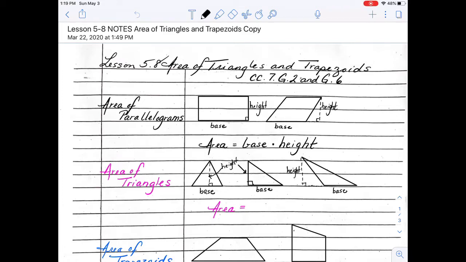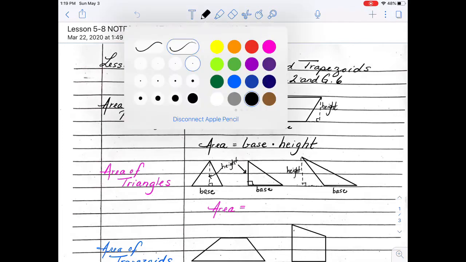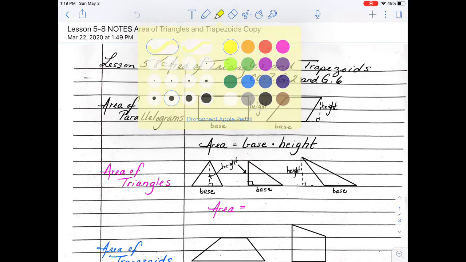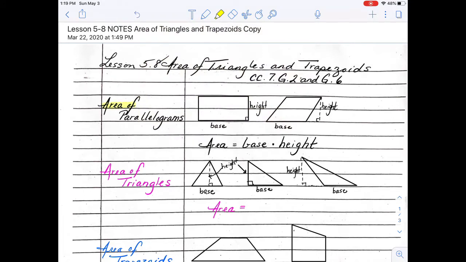Okay, today we're going to be talking about area of triangles and trapezoids. But first, I want to go back and just remind us of our area of parallelograms. We've worked with area of parallelograms before, our rectangles, squares, rhombi, our parallelograms. We already did that, and we found that the area was the base times the height. That's how I would find the area of any parallelogram. And remember, area is the number of square units it would take to fill in that shape.